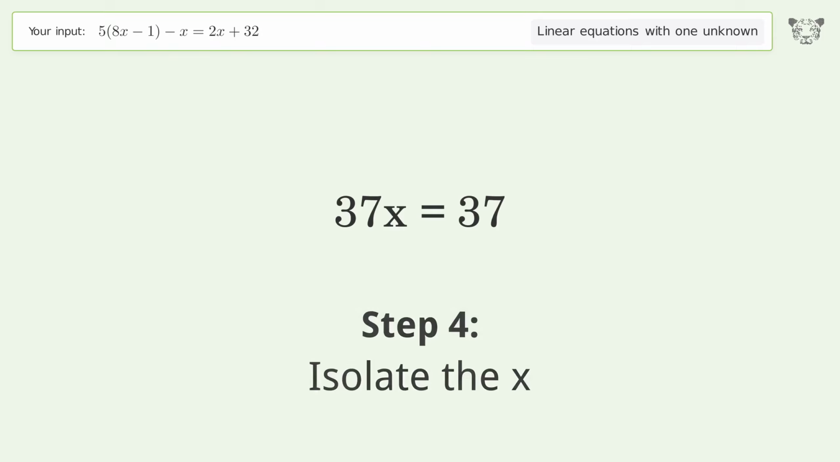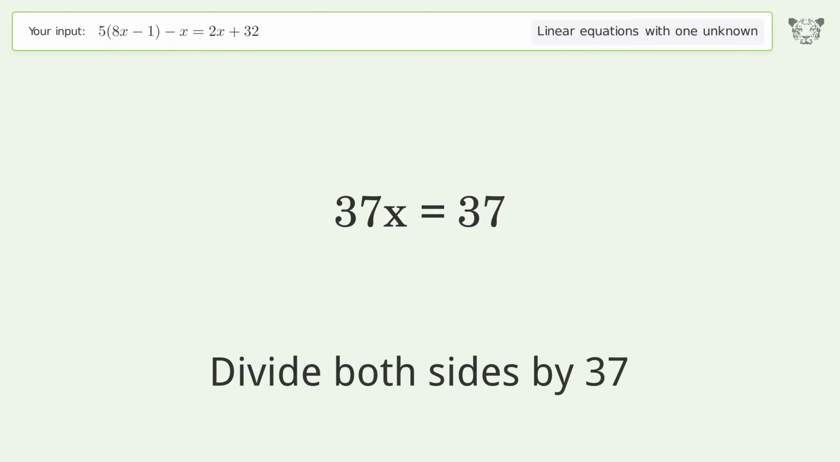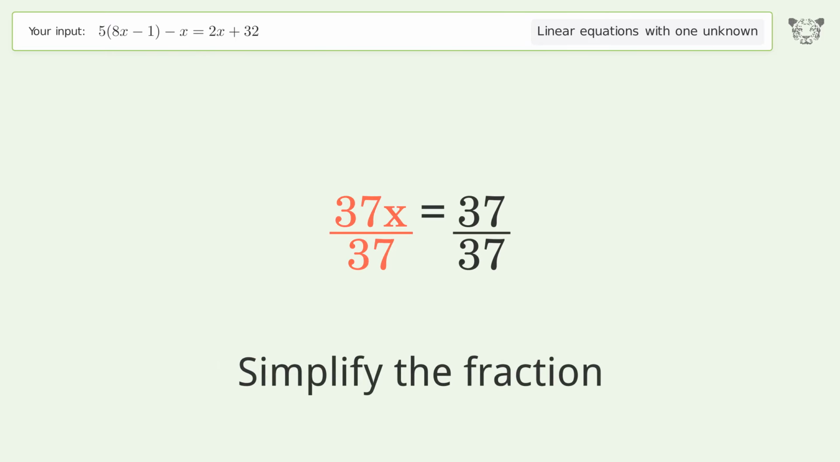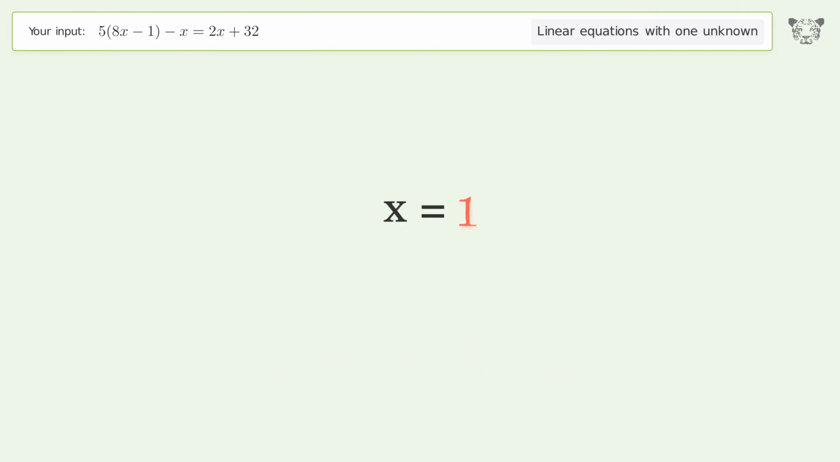Isolate the x. Divide both sides by 37. Simplify the fraction. And so the final result is x equals 1.